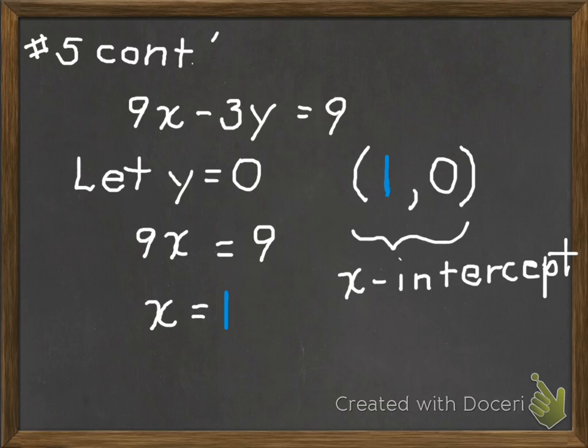Now, to find the x-intercept, you let y equal 0. If we let y equal 0, the term minus 3y, the y term, drops out because minus 3 times 0 is 0. So we're left with 9x equals 9, and you can just look at that and see that x then equals 1. So our x-intercept is (1, 0).